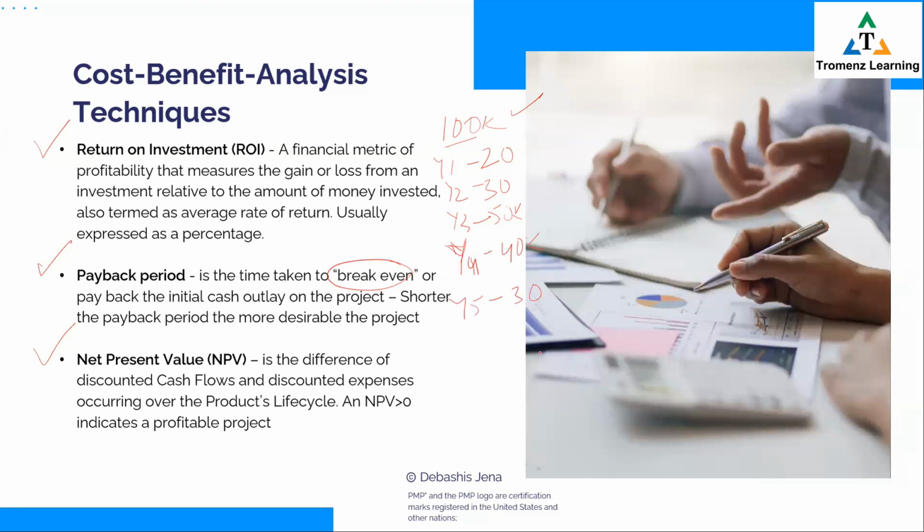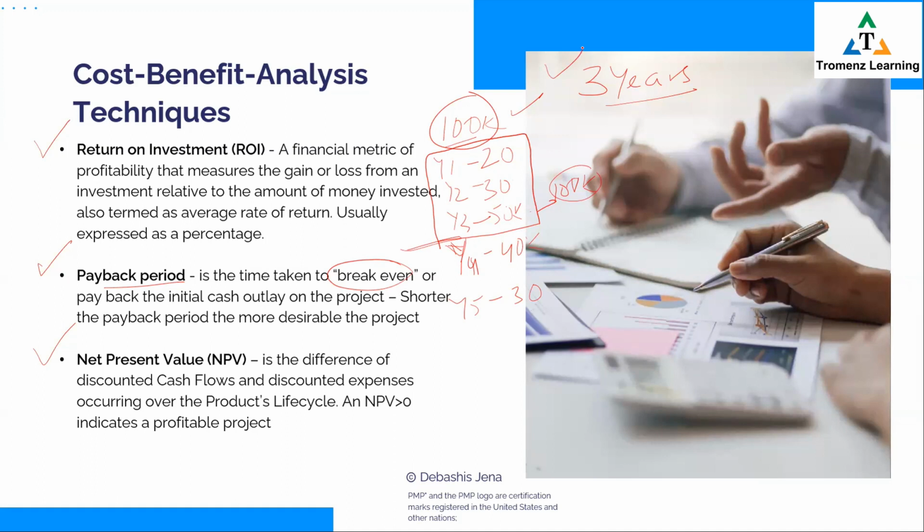Now somebody asks you, what is the payback period of project A? You would answer it as 3 years. How 3 years? Watch out. It takes us 3 years to get back our initial investment. Add up 20, 30, and 50. So this is where you get back your 100,000, which was your initial investment. This time, 3 years, is known as payback period.